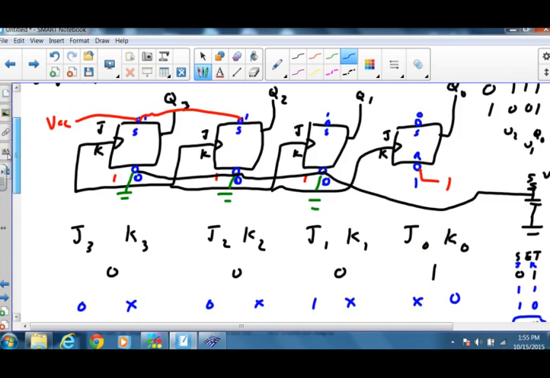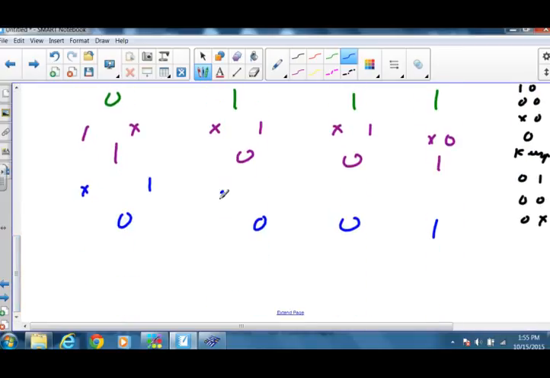Zero going to a zero, I don't care. Zero, I don't care. One going to one, I don't care, zero. All right, so that's what we have to do. Now we look at these things, and we can't see them all at the same time, so that's really bad.